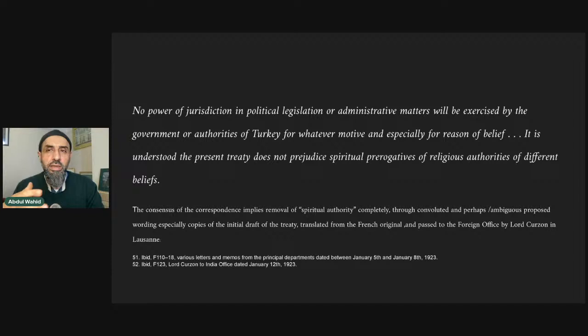Sometimes the wording of these diplomatic treaties is not explicit, but when historians have analyzed memos and correspondence from the diplomats of the time, including letters between Lord Curzon and the Foreign Office, the consensus of the whole correspondence implies this removal of spiritual authority completely through convoluted, sometimes ambiguous wording. And this wording here is translated from the French original in initial drafts of the treaty. So no power of jurisdiction in political legislation or administrative matters will be exercised by the government of Turkey or authorities for whatever motives, especially for reasons of belief. It is understood the present treaty does not prejudice the spiritual prerogatives of religious authorities of different beliefs. So you can see how there's a focus on the fact that in Islam, the spiritual and the political and temporal are all in one, and that needs to be broken.